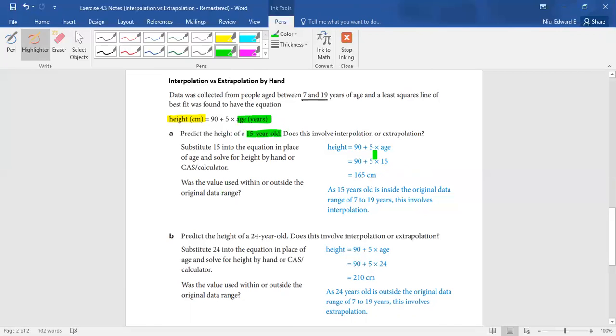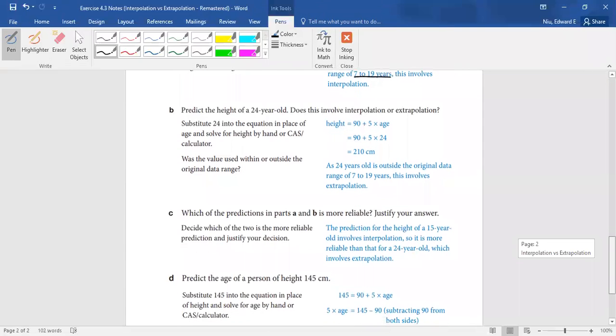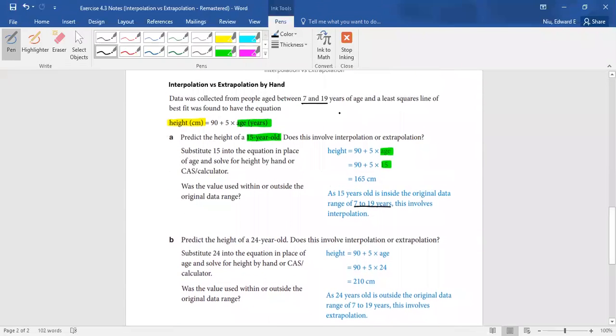So if we have a 15-year-old, we know this is an explanatory variable. We would sub the 15 to where the age would go. We calculate the right side in our CAS calculator and we get 165 centimeters. So as a 15-year-old is inside the original data range of 7 to 19, which is what we underlined up top, this data is considered interpolation. If we were to predict the height of a 24-year-old, all of a sudden we'd be doing extrapolation because we're now outside of the data range we collected.